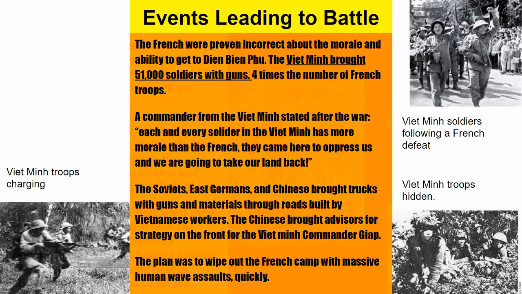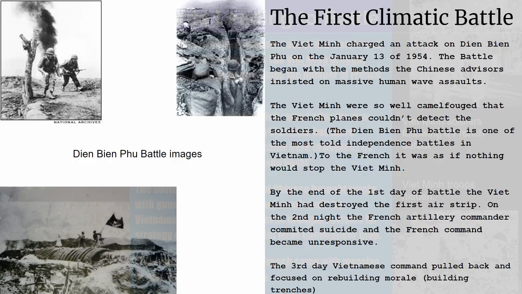So the plan was to wipe out the French camp with a massive human wave assault quickly. The Viet Minh commander in charge of this was Giap. My pronunciation of Vietnamese names is quite bad, so please don't take that too harshly. So this was actually the first massive battle. It became a massive symbolic thing for the beginning of the Vietnam War and the war for the independence of Vietnam. The Dien Bien Phu attack was on January 13, 1954. The battle began with the methods the Chinese advisors insisted on, the massive human wave assaults.